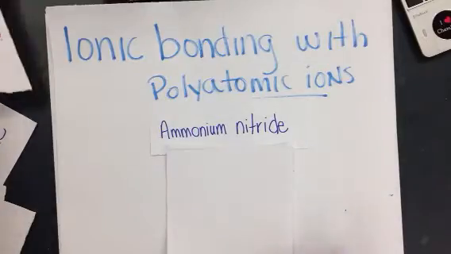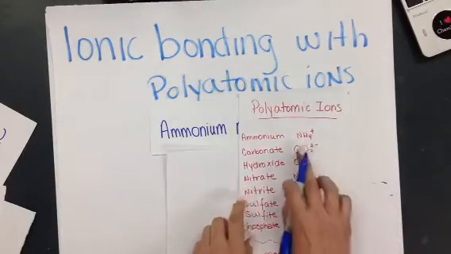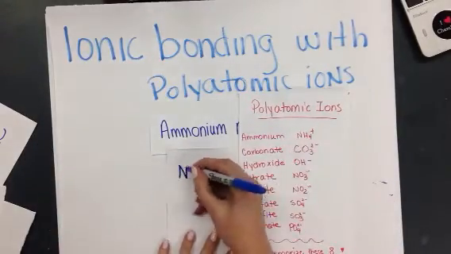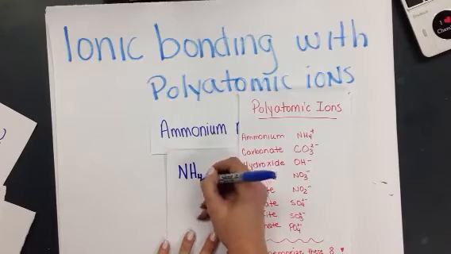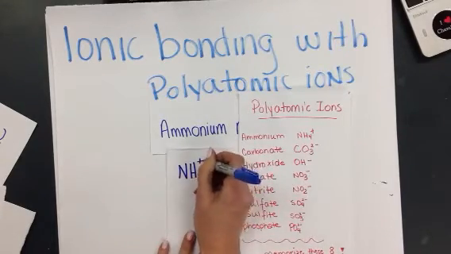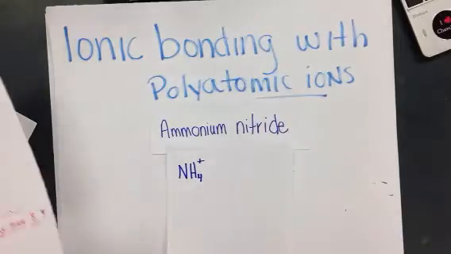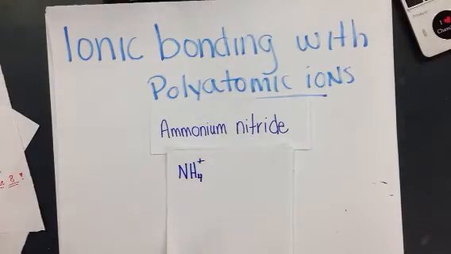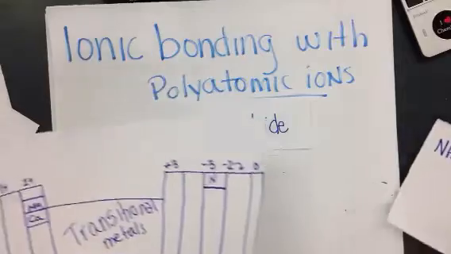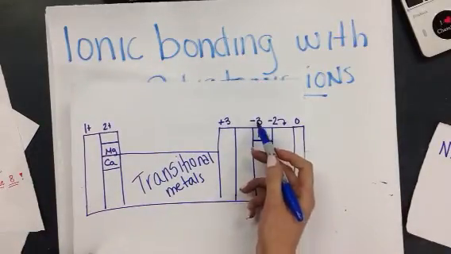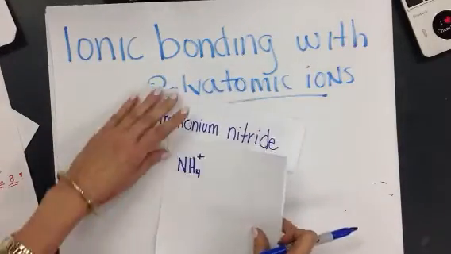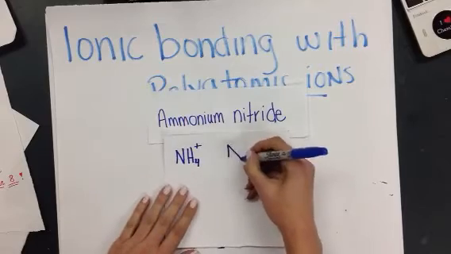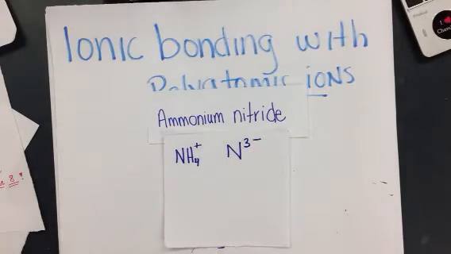So let's bring back the sheet and copy down ammonium. Capital N, capital H, little 4, just a part of it, a plus charge. Okay. Nitride. Let's look back to my periodic table. Find nitrogen, 3 minus charge. I'm going to write that here. Nitrogen, 3 minus charge. Okay?